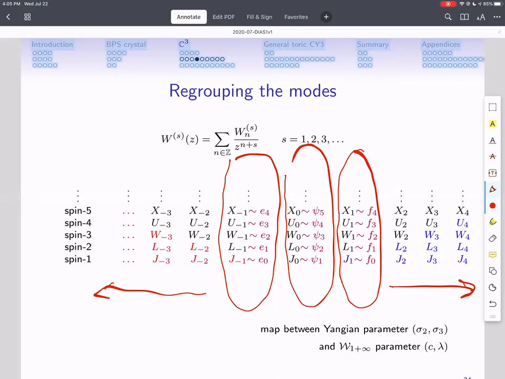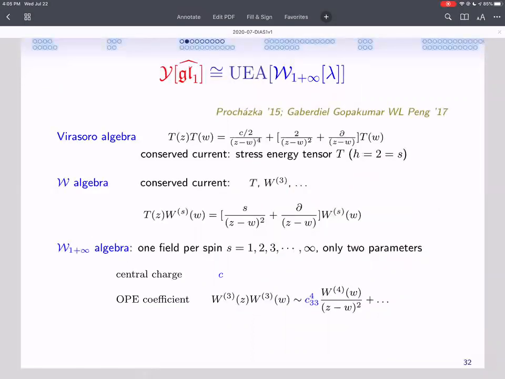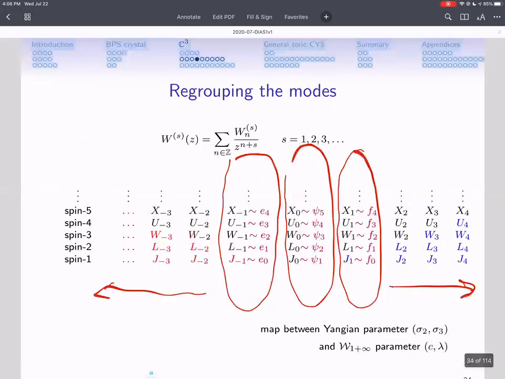So we found this mapping directly in terms of modes, and then checked up to, as you can see earlier, because there are only 2 parameters. Once you know the OPE coefficient from spin 3 to 4, you know all the higher ones. So when you check this, you only need to check up to spin 4. What we did is map the modes up to spin 4, and then find the dictionary between these 2 Yangian parameters and these 2, which should be this lambda or equivalently C334.